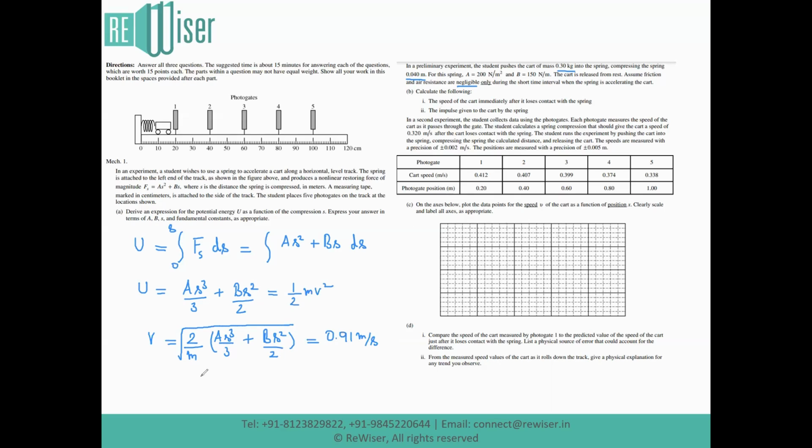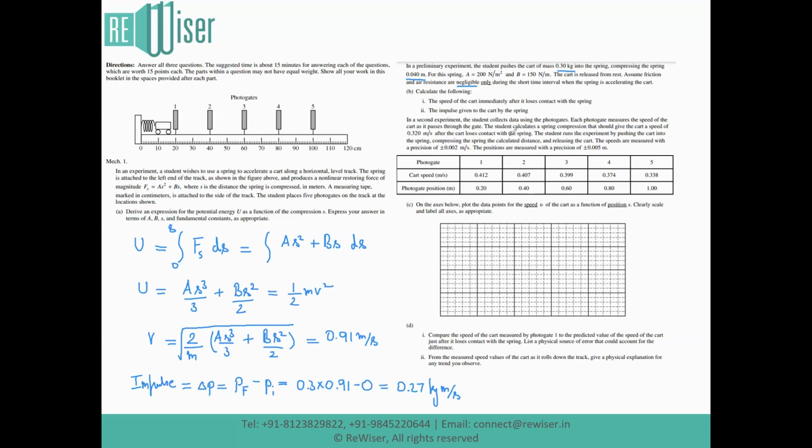Now we are also asked to find the impulse. Impulse is nothing but the change in momentum, delta p, which is momentum final minus momentum initial. Momentum final is mass 0.3 times final velocity 0.91, minus initial mass 0.3 times initial velocity 0, giving us the impulse as 0.27 kg meter per second.